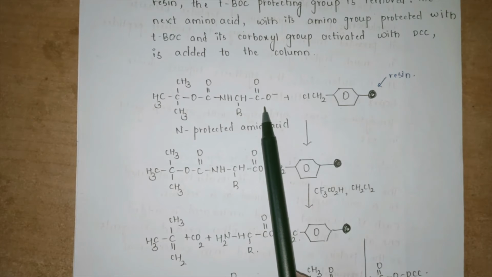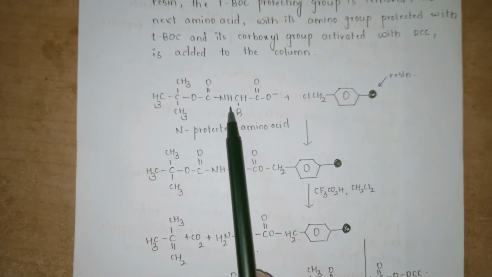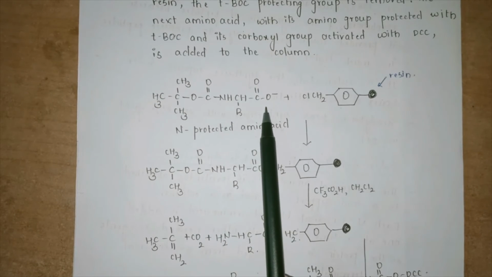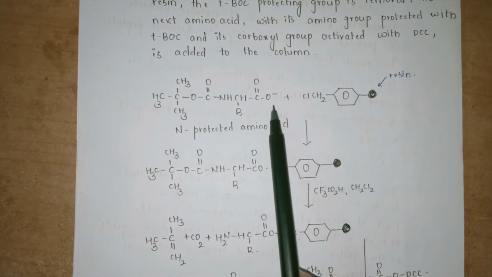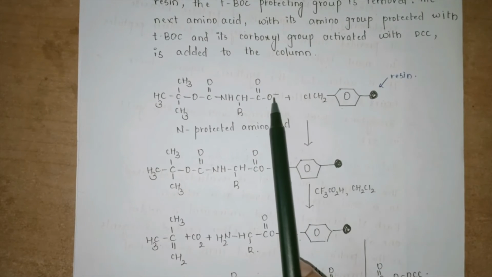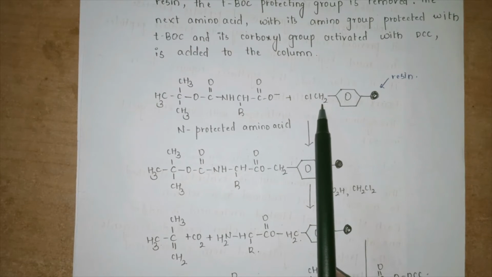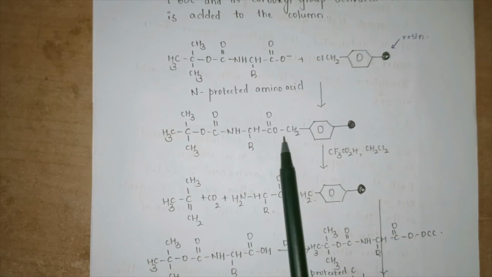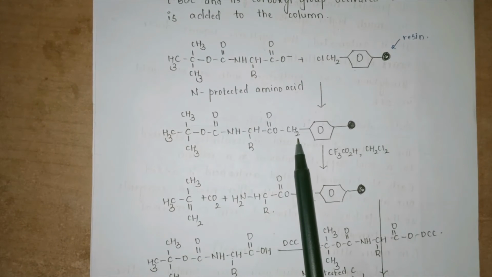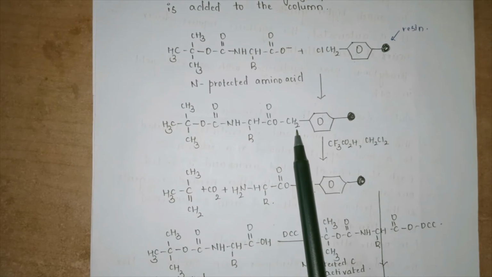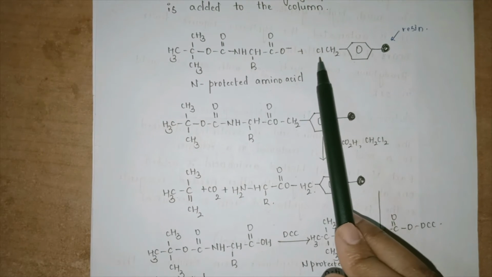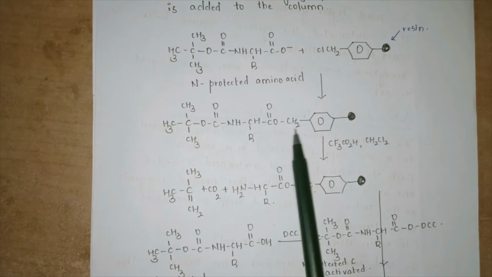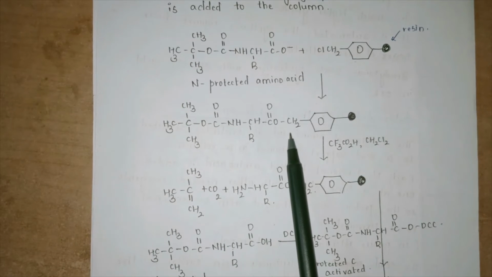Now my carboxylic group, which is present with the N protected amino acid, is C double bond O minus. The negative charge on this oxygen will go and attack this particular carbon, so that I will be able to get this particular covalent bond. This covalent bond is formed by an SN2 reaction. What is happening is the Cl is being removed over here and a new covalent bond gets formed.